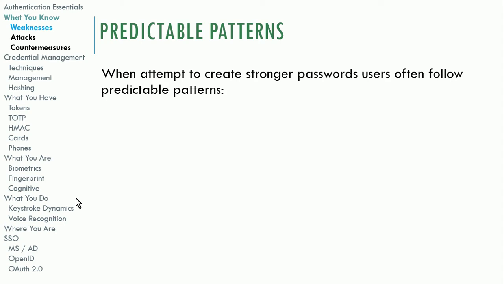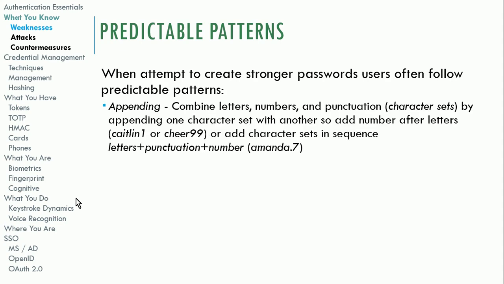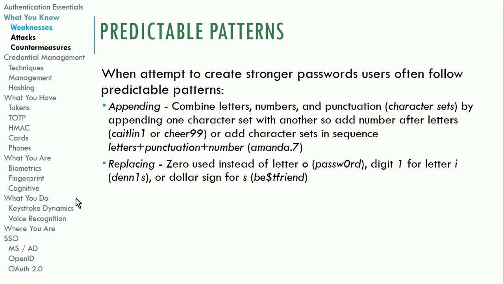There are predictable patterns. In an attempt to create a strong password, users often follow predictable patterns, like appending, so for example, combining letters, numbers, and punctuation by appending one character set to another, for example, Caitlin1, Cheer99, etc. That's very common. Sometimes they'll put a period in between, and a lot of these things are pretty predictable, that people are going to use these types of passwords.